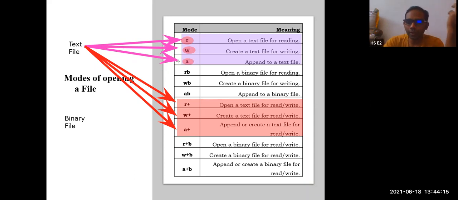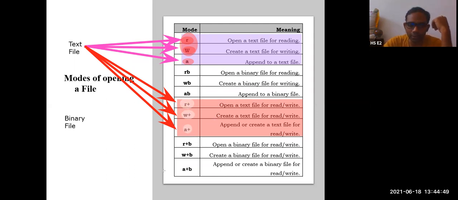Now, suppose I want to perform read and write both at once. What we have done is first open the file in read mode or write mode, then close the file, and again open the file. If we don't want to open the file multiple times, then in that case you can go with R plus, W plus, and A plus. So we can perform more than one operation in these modes.